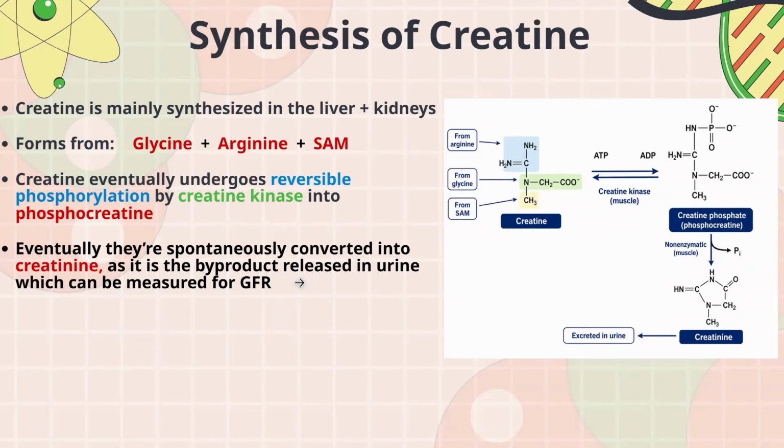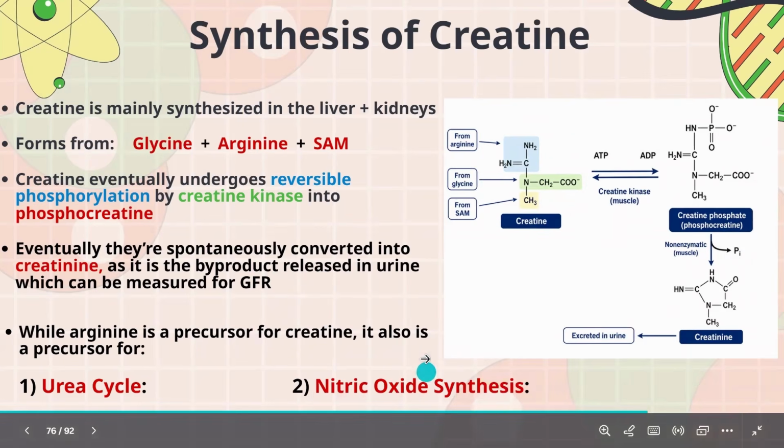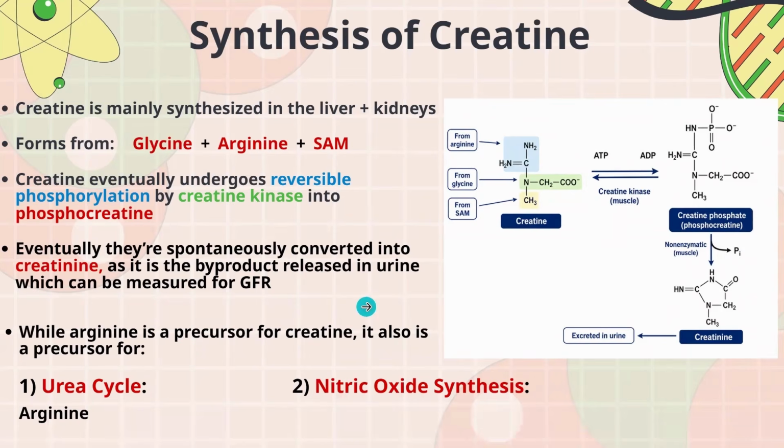While arginine is a precursor for creatine, arginine is actually a precursor for other things we already talked about. It is a precursor in the urea cycle, and it's also a precursor for nitric oxide synthesis, and we're going to talk about this. So in the urea cycle, arginine is eventually going to give urea plus ornithine, mainly through the enzyme arginase, right? So it can help regenerate ornithine by the addition of water.